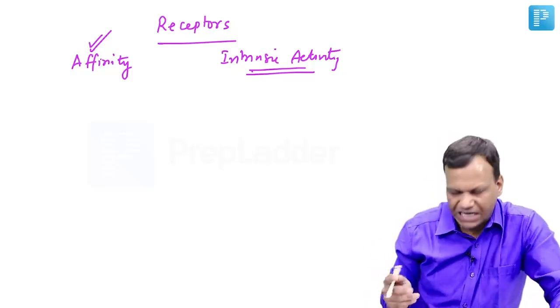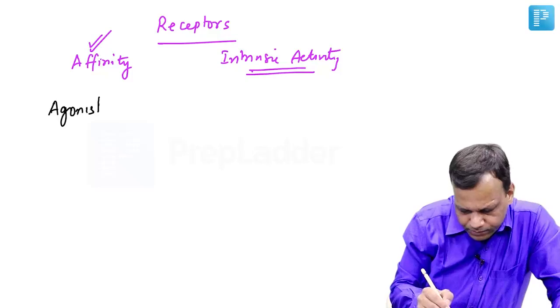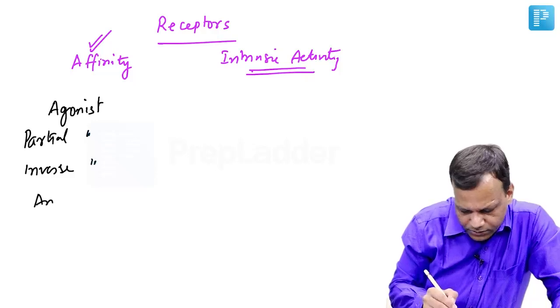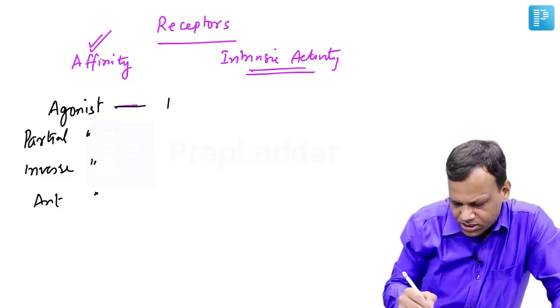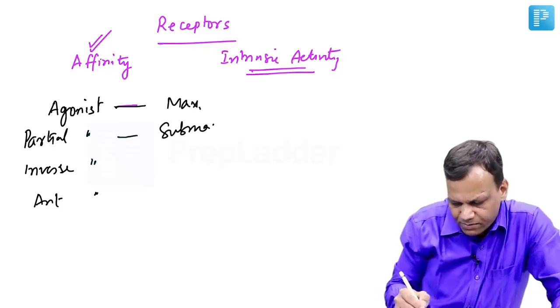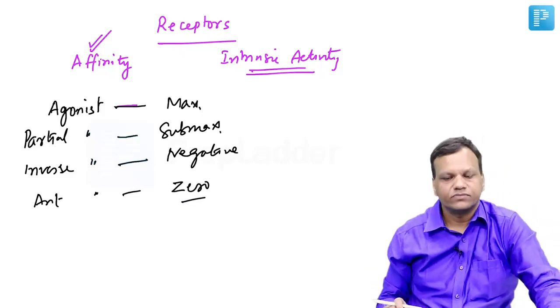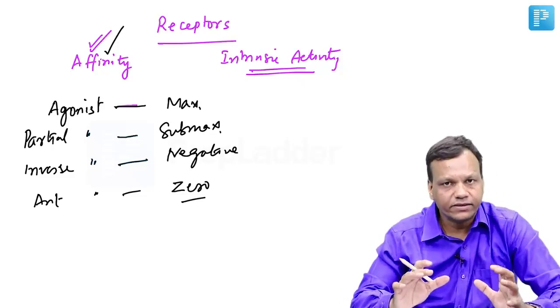So based on intrinsic activity, we divide the drugs into 4 types. They are called agonist, partial agonist, inverse agonist, and antagonist. The intrinsic activity of an agonist is maximum. Partial agonist, the name says it is sub-maximum, less than maximum. Inverse agonist, it is negative, and antagonist, it is 0, no intrinsic activity. Okay? So based on intrinsic activity we divide, remember they all have high affinity.